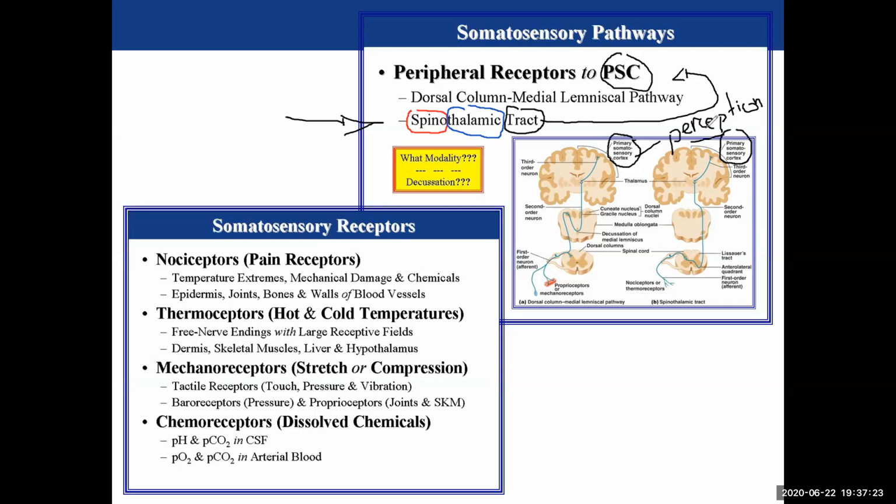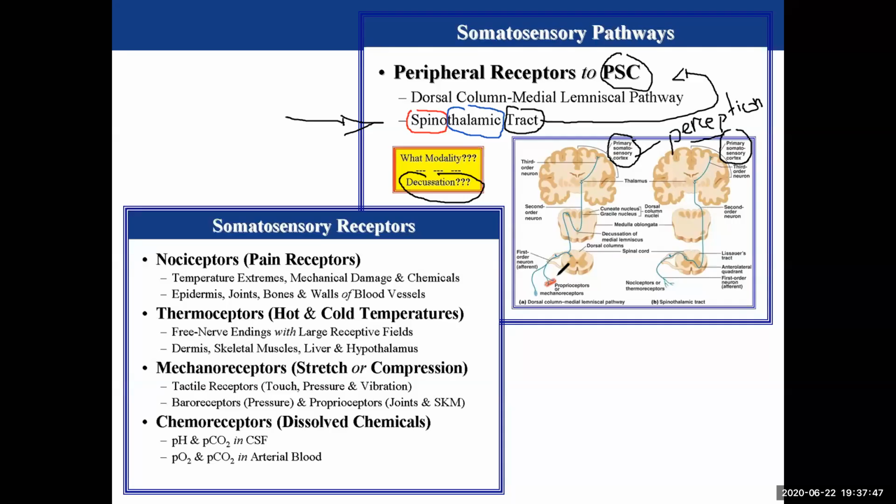Perception, perception. Perception means conscious awareness of a sensation. Now, due to the concept of decussation here, the left primary sensory cortex receives information from the right side of the body and vice versa, right?